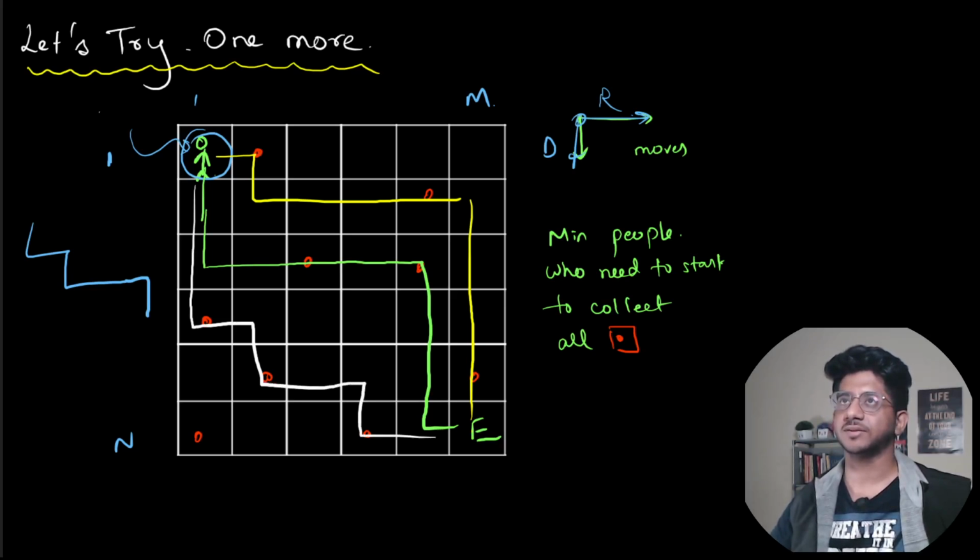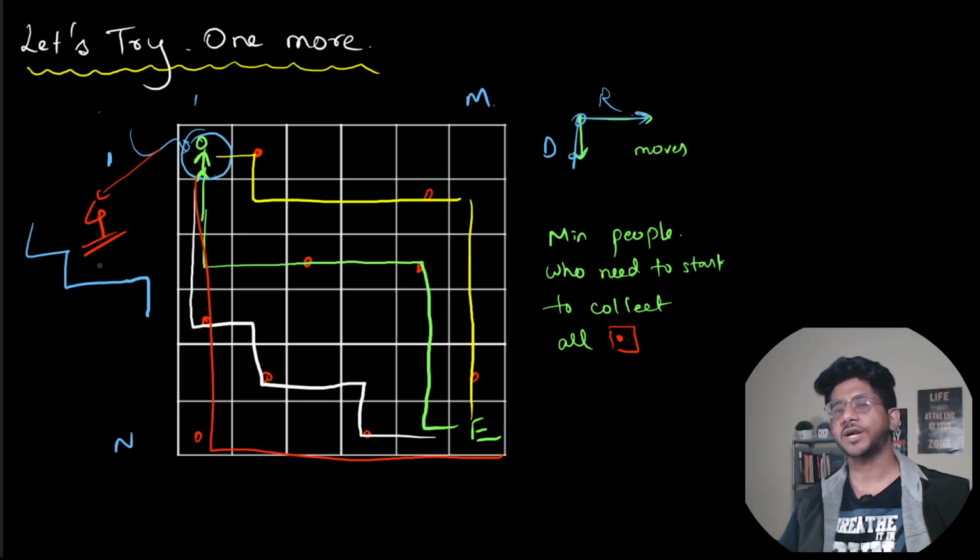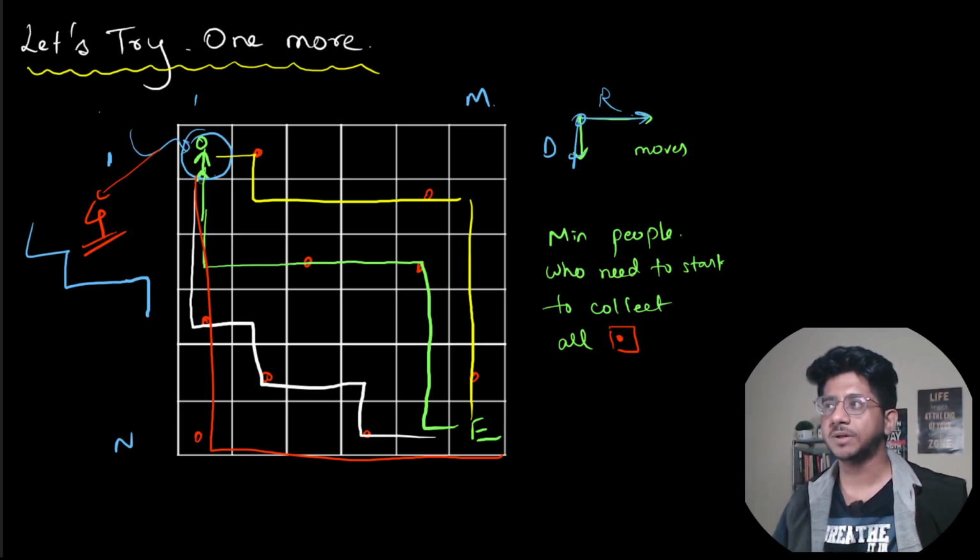And for this last one, I think we'll have to spawn one more person. So there would be another person who goes like this. So there are 4 persons needed to collect all the orbs. So in this case, the answer would be 4, right? So we need to find out the minimum number of people who need to start from over here and go till the end so that all orbs on the grid can be collected, right?